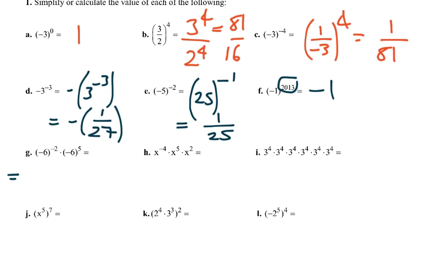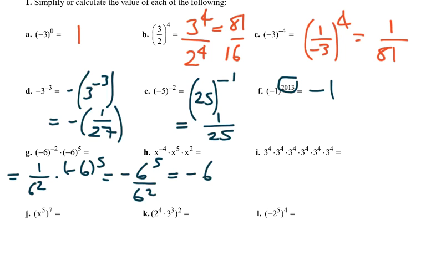In G, we have 1 over 6 squared, because the negative sign cancelled, times by negative 6 to the power of 5, which is negative 6 to the 5 over 6 squared, which is negative 6 to the power of 3.